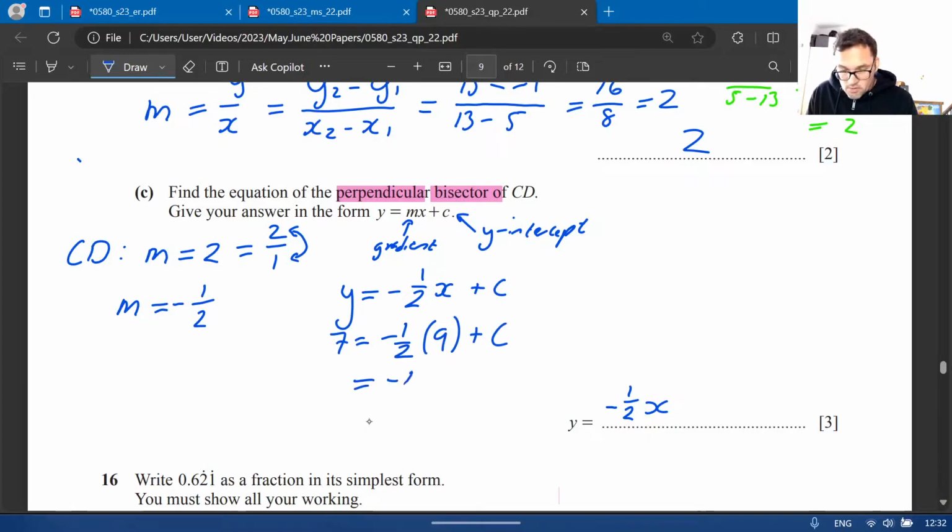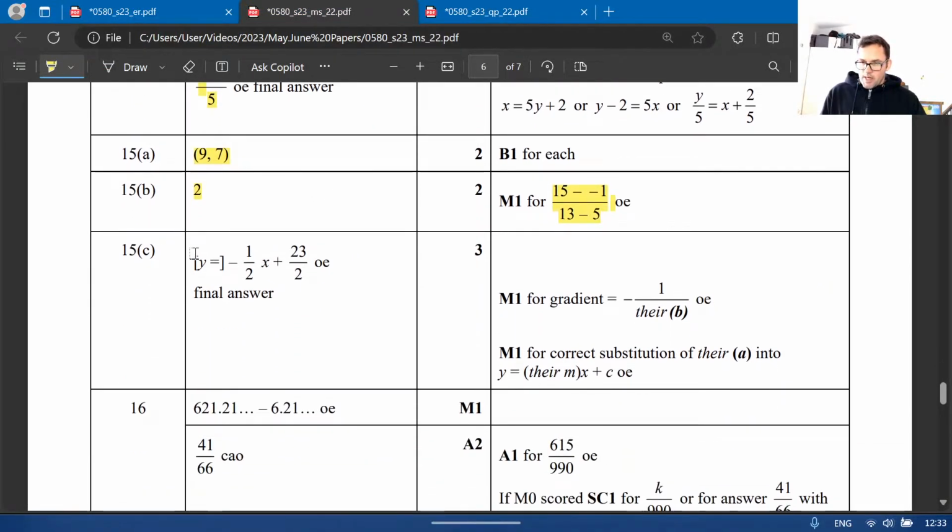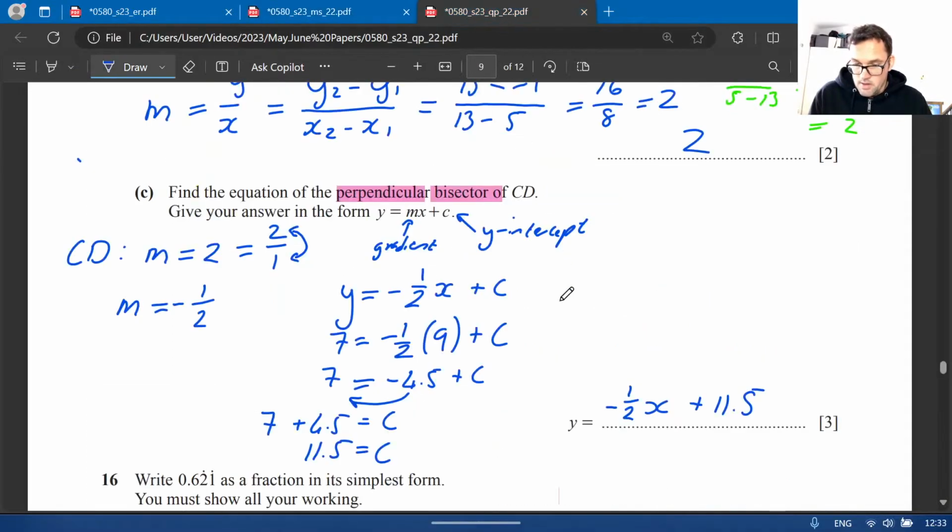Half of 9 is, of course, 4.5, so -1/2 times 9 is -4.5. Then we move it to the other side, which means the minus becomes a plus. 7 plus 4.5 is 11.5, and that's what we put at the end. Bam, we've done it. Looking at the mark scheme, brilliant, -1/2. They got 23 over 2. It's a bit weird, but 23 over 2 is 11.5. That OE means 'or equivalent', so my 11.5 would be correct.